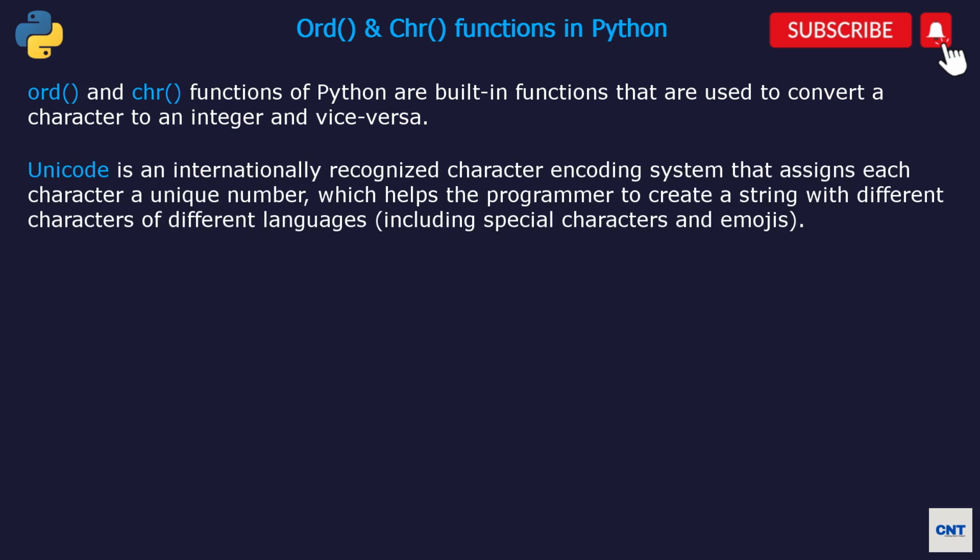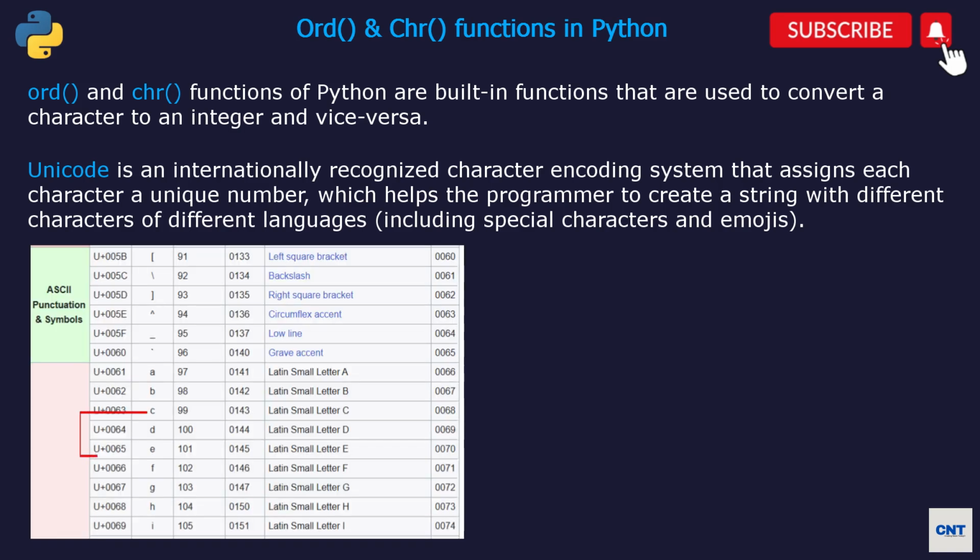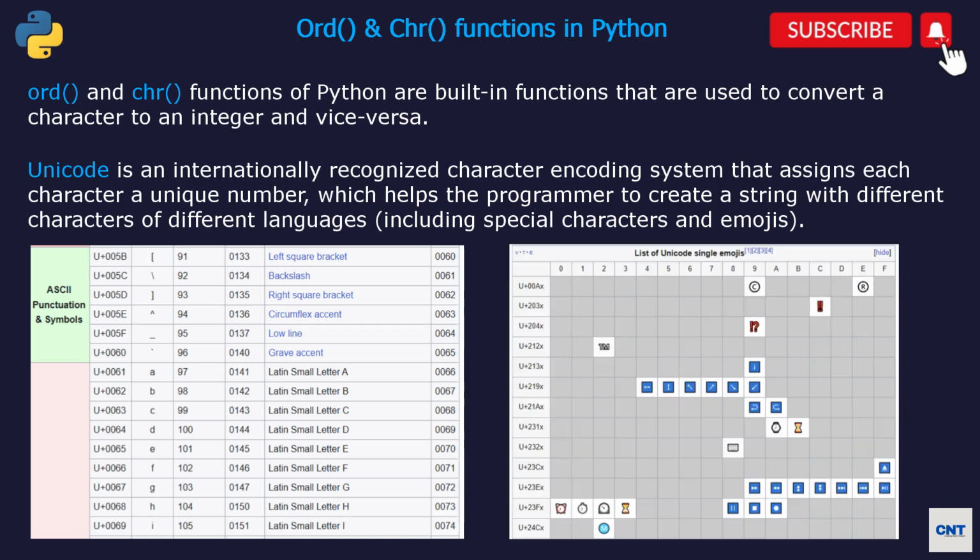Unicode is an internationally recognized character encoding system that assigns each character a unique number, which helps the programmer to create a string with different characters of different languages, including special characters and emojis. I'm going to show you how we can understand Unicode characters.